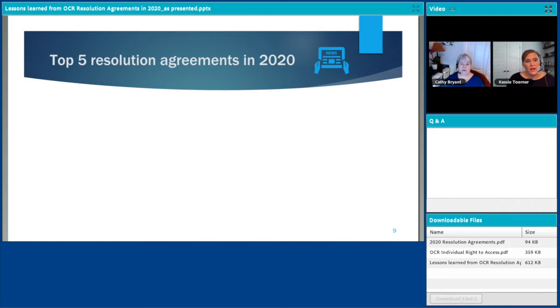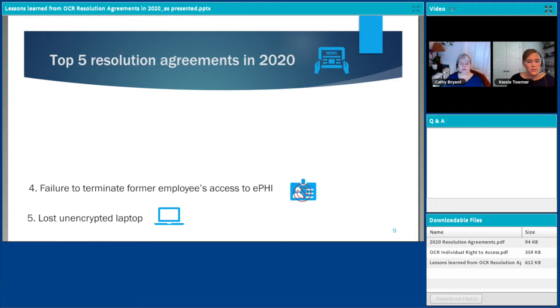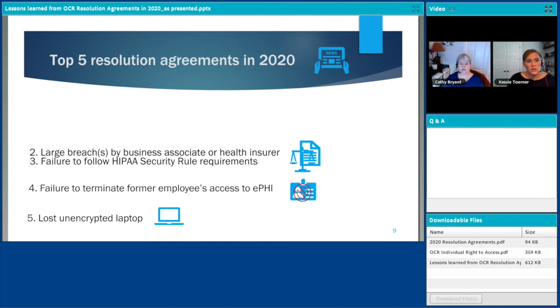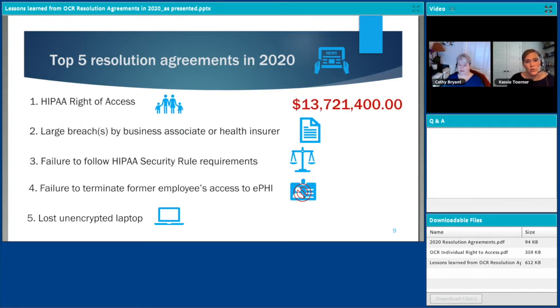So what were the top 5 resolution agreements in 2020 with the OCR? Number 5, lost unencrypted laptop. Number 4, failure to terminate a former employee's access to EPHI. Number 3, failure to follow HIPAA security rule requirements. Second largest was large breaches by business associate or health insurer. And the number 1 was right to access, which Kathy was just highlighting at the end of the last quarter. And these all totaled around a little over $13 million.